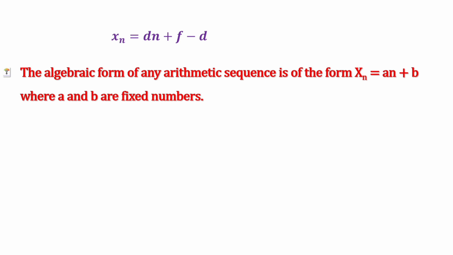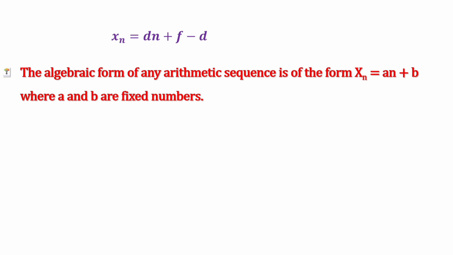And the second case, xn equal to 9n plus 10. a is 9 and b is 10. And in the third example, xn equal to 1 by 4 n plus 1 by 4. a is 1 by 4 and b is also 1 by 4. So the algebraic expressions of all the arithmetic sequences are of the form xn equal to an plus b. That means there is a term containing n and there is a fixed number. And that means there will not be any term containing n square, n cube, etc. And we have seen that this fixed number can be positive or negative.